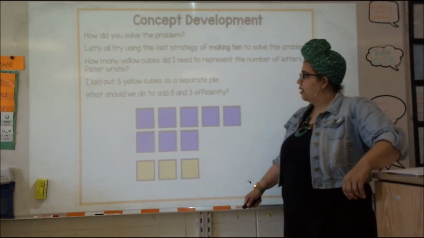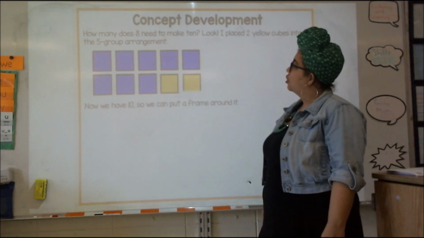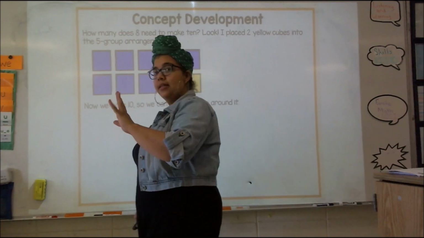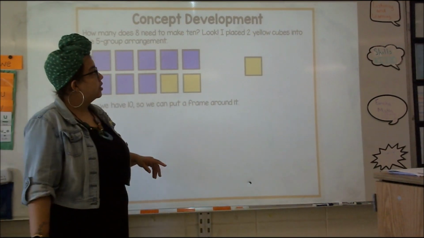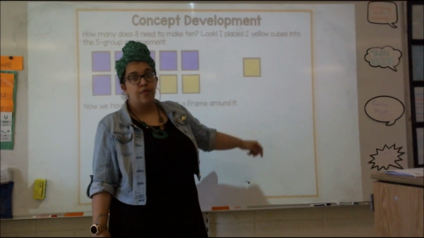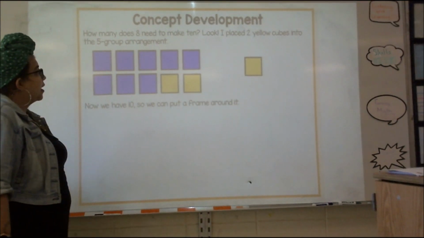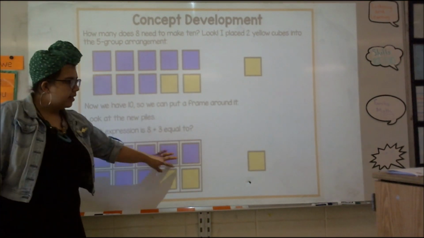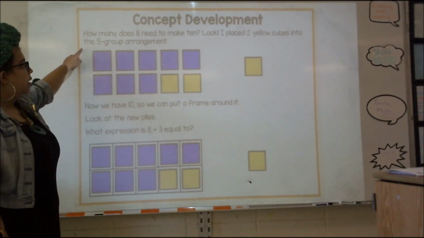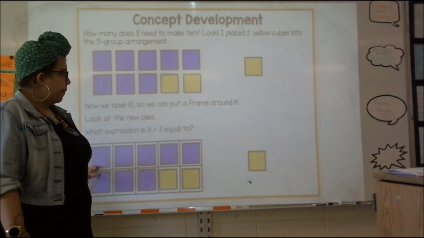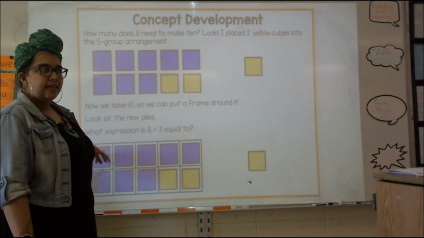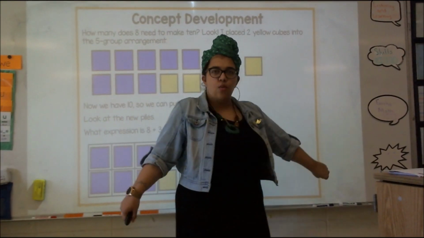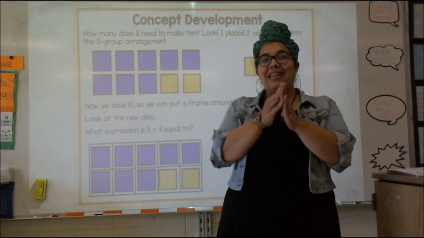Correct, we should take 1, 2 from the group of 3 and put them over here to complete our 10 frame, which leaves just 1 letter over here in this pile. So now that we have 10, we can put a frame around it because look, it's full. My 10 is full. My box is full. How many are in the box? 10. How many are outside of the box? 1. 10 and 1 is 10, 1, 11.